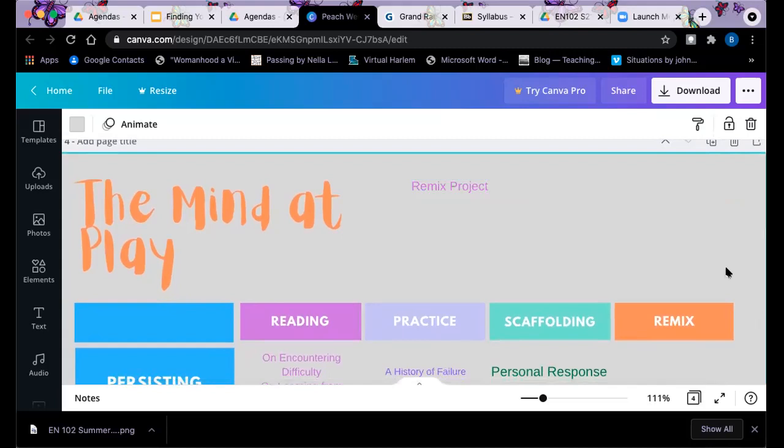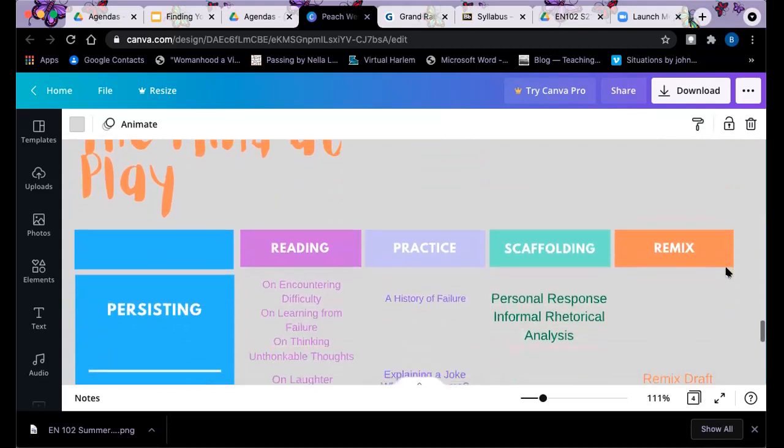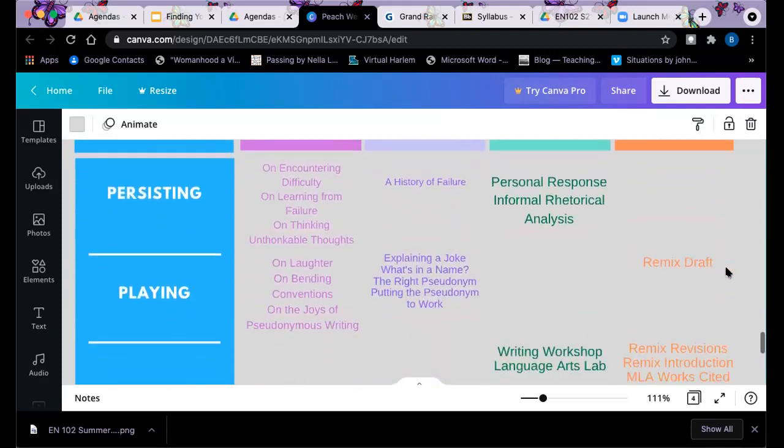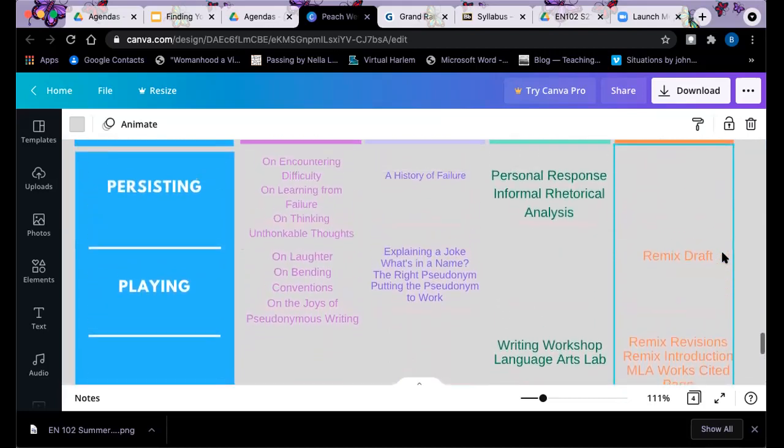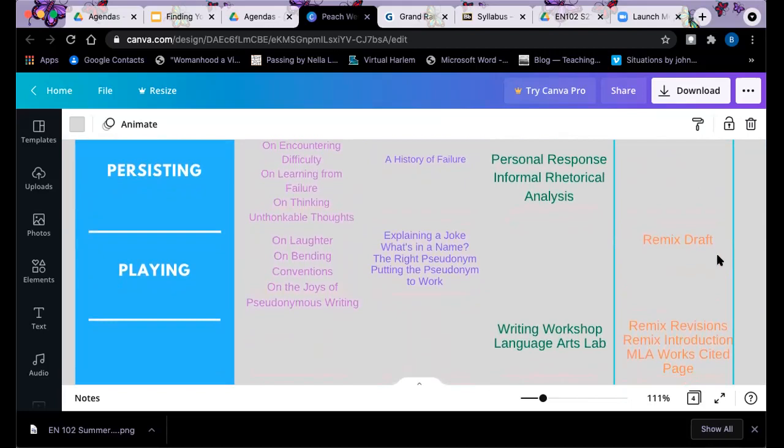And then our final project is the Mind at Play. That is a remix project, which I'm still hammering out the exact details because it's different than any other remix project I've done with students before. So I will give you more information on that soon. But this one, we're working with the habits of persisting and playing. And you will ideally really enjoy doing this project. You'll have a lot of choices in this project that you didn't have with the literature review and the argument.